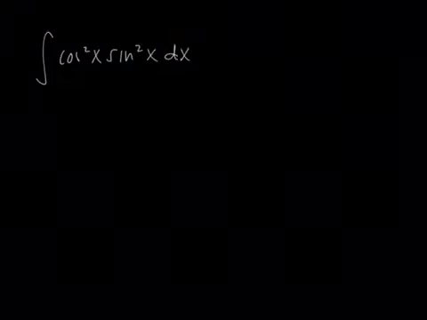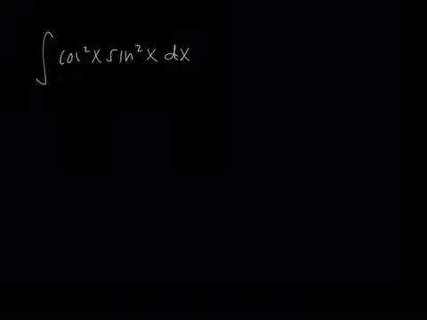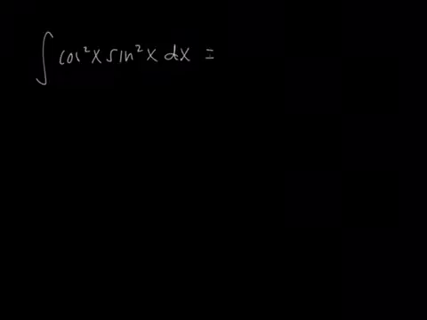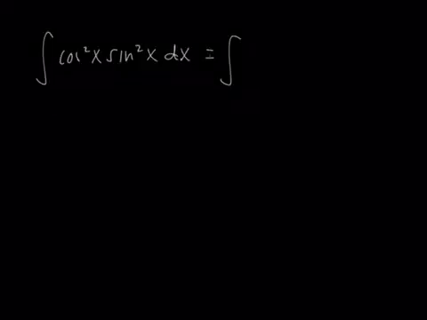So sine squared and cosine squared, I'm going to change it all to be in terms of sine, just like before. So same problem. I can skip some of these intermediate steps because we've already done them. It came out to be the integral of sine squared of x dx minus the integral of sine to the fourth x dx.